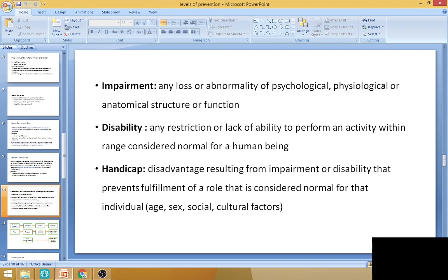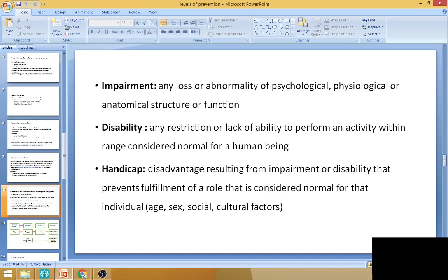For example, he was not a driver. For example, he was just a typist. Okay, computer typist, for example. What happens is that a person who is a computer typist met an accident and he lost his lower limb. Okay, so losing the lower limb is an impairment.